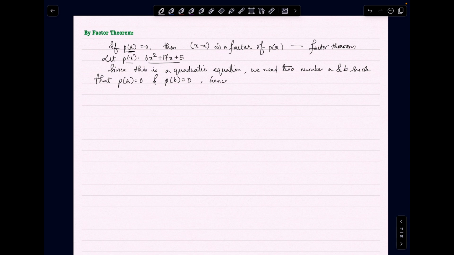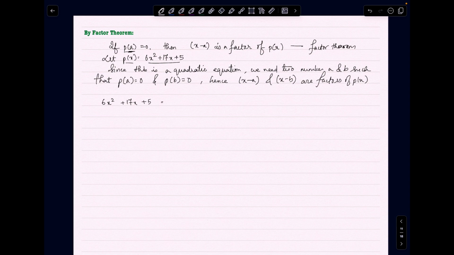Hence x minus A and x minus B are factors of P of x. Got my point? So I have to find two numbers A and B such that P of A equals 0 and P of B equals 0. If these conditions are satisfied, I can say that x minus A and x minus B are factors of P of x.